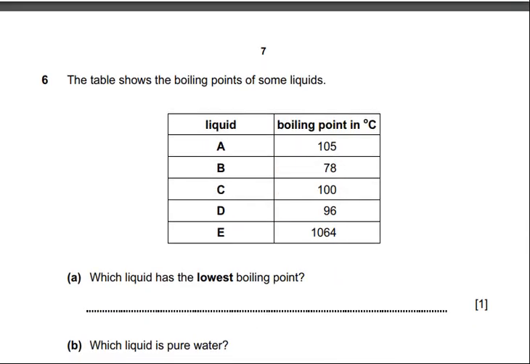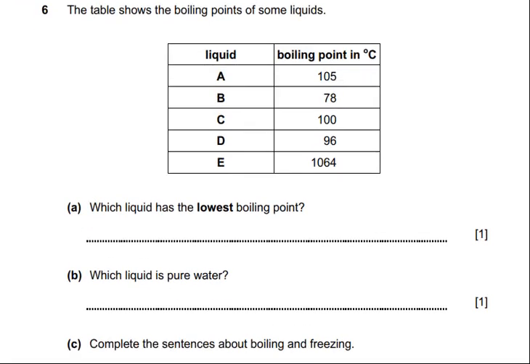Page 7, question number 6. The table shows the boiling point of some liquids. So we have a table. On one side of the table we have 5 liquids, A, B, C, D, E. And on the other side, we have the boiling points of these liquids. Question A, which liquid has the lowest boiling point? When we say lowest, it means the smallest number. Which one is the smallest number? B is the right answer because it is 78.